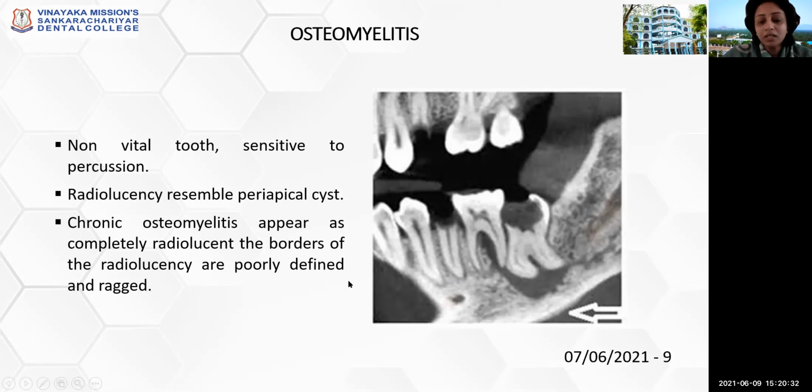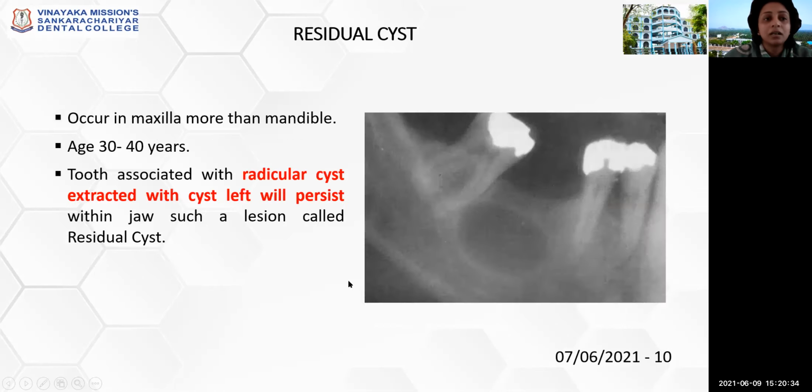So these are the few commonest pulpal or pulpoperiapical lesions which we come across in our dental practice. There is another one which is known as the residual cyst, which will also mimic a periapical cyst. But here the cyst arises because, after extraction, if the periapical cyst is not removed or eliminated completely, it will leave behind a healed socket. Beneath that, you can find a complete radiolucent area. So that is termed as residual cyst.